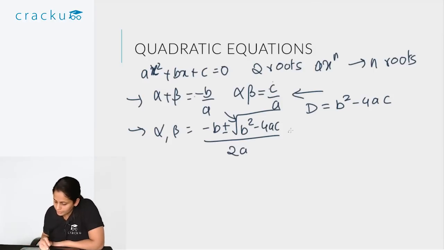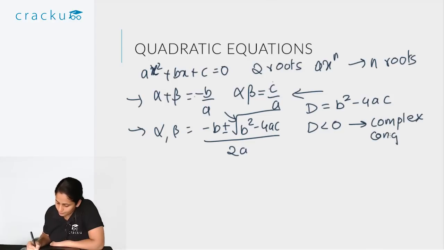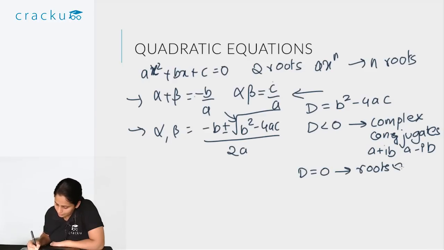If the determinant is less than 0, you can say that the roots are complex, and complex roots will occur as complex conjugates. What do I mean by complex conjugates? Both will be of the form a plus ib and a minus ib. Now suppose D is equal to 0, then the roots are equal. Roots are equal and rational.